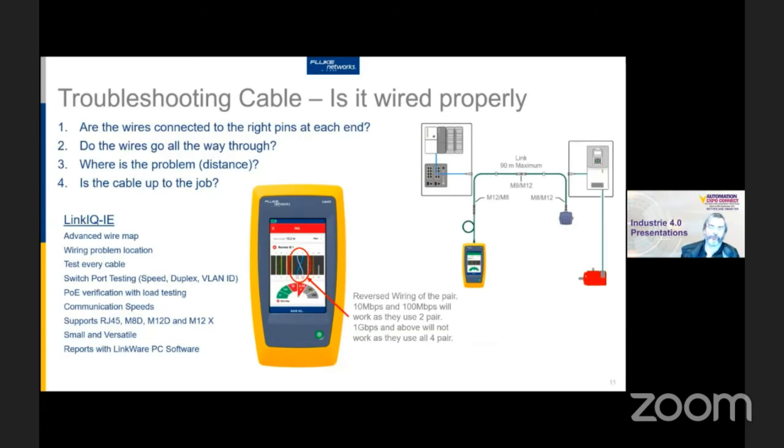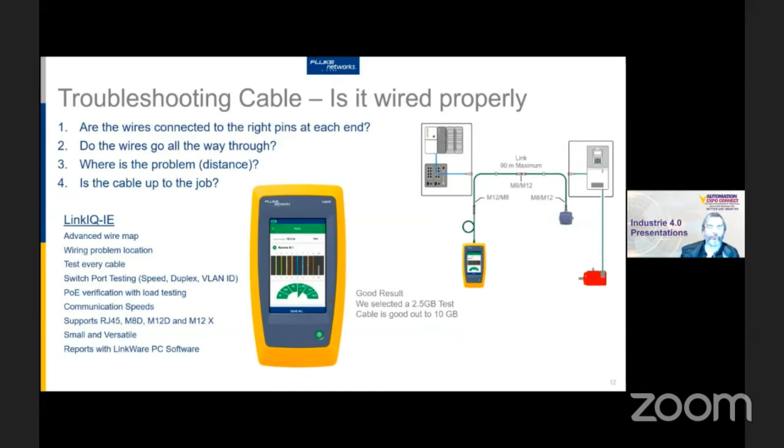Reverse pairing is not common, especially at higher speeds. In this particular case, 10 and 100 megabit Ethernet would work perfectly for us. But if we tried to run our devices at higher speed, we would find a 1000BASE-T or gigabit Ethernet or higher would not do the job for us, it would not work.